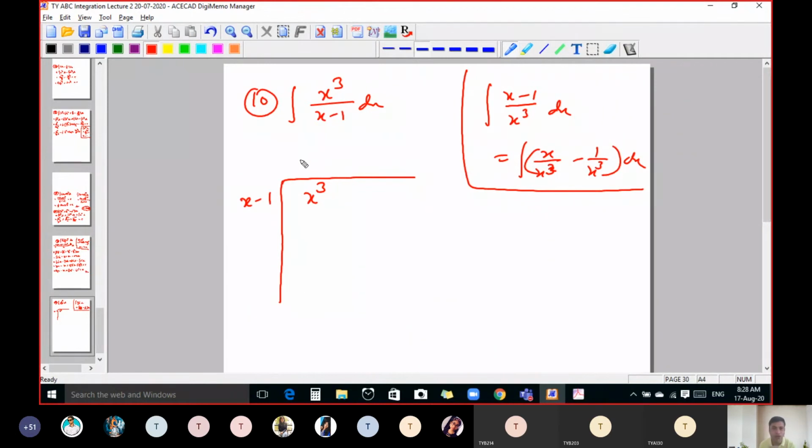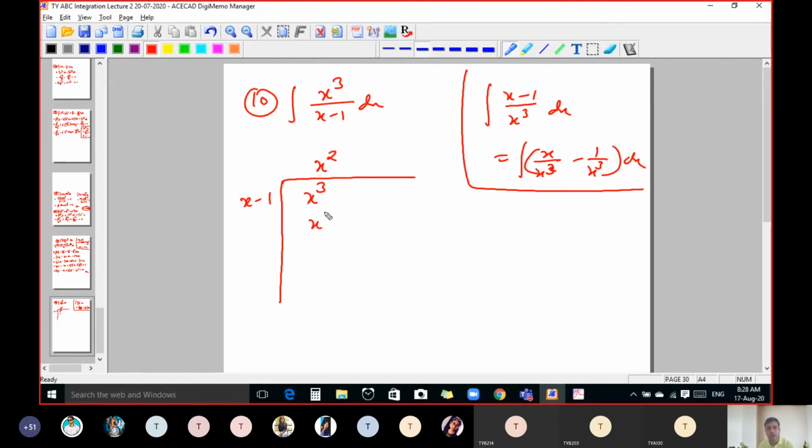And now, what you have to do? Listen. This x cube divided by x. First term, x cube divided by x. So what do we get here? x square. So that x square you have to write here. x cube, first term, means x cube divided by first term of this, means x. x cube divided by x, we get x square. So you have to write x square here. Now multiply this x square with these two terms.